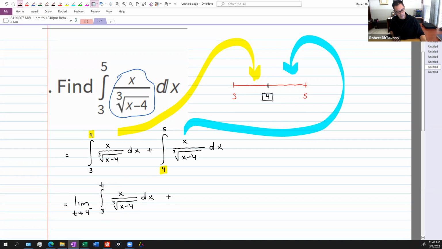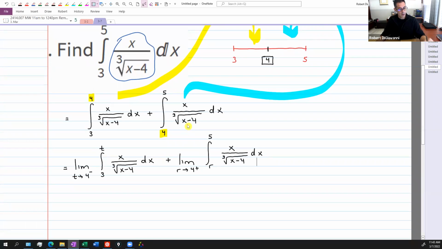plus now the other one. So limit. Now I'm going to approach 4 from the right because I'm talking about the blue region. I'm going from 4 to 5. So when I approach 4, I need to come in from the right side of 4. And this will go, oh, sorry, that should not be x. I apologize, down here. That should not be x. I can use t or I can use any other variable here. I'm going to use r. That's my choice here. Then r to 5, and then x over cube root of x minus 4 dx.